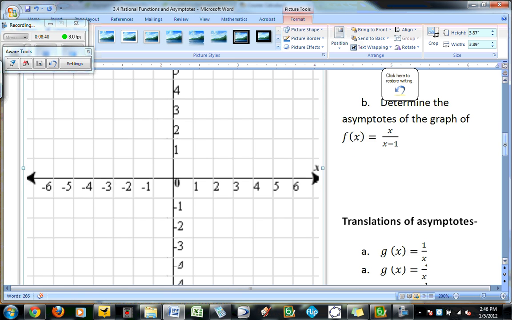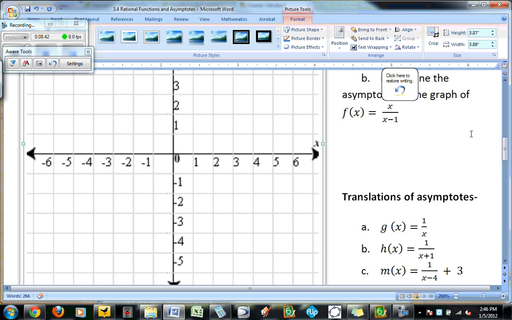So B is kind of the same thing. It says determine the asymptote of the graph f of x equal to x divided by x minus 1. Well, we know that a vertical asymptote is what makes the denominator equal to 0. So set it equal to 0. x minus 1 equals 0. x equals 1. We know that we have an asymptote at x equal to 1.